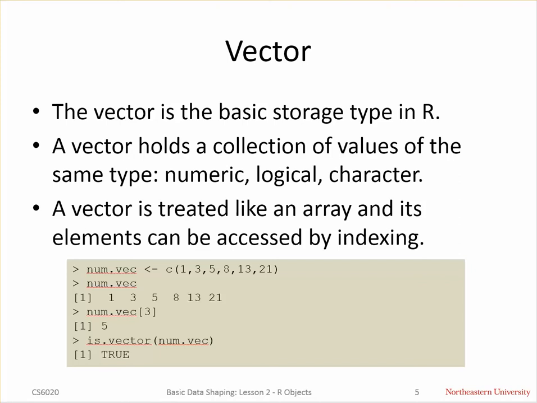But in any case, here we have a vector of 6 numbers: 1, 3, 5, 8, 13, 21. And then if you say numvec sub 3, I get the third element: 1, 2, 3. Interesting to note is that indexes start at 1, which is different than some other programming languages like C, C++, and Java, which start indexing at 0. JavaScript and many others also fall into the same category.